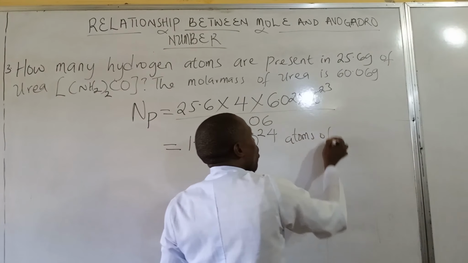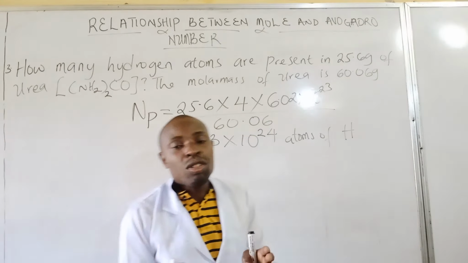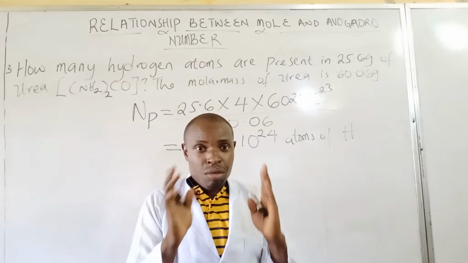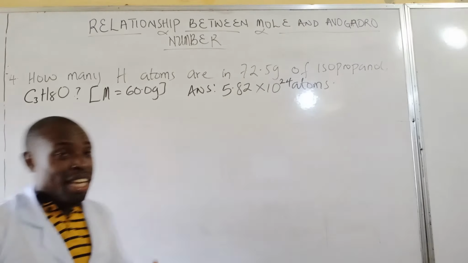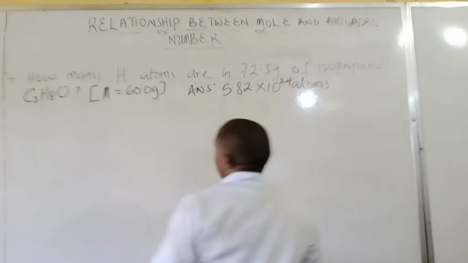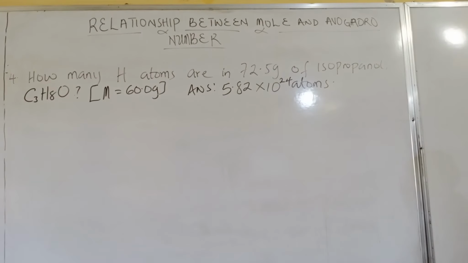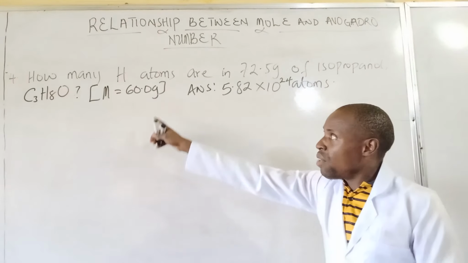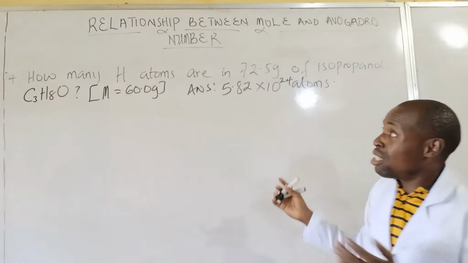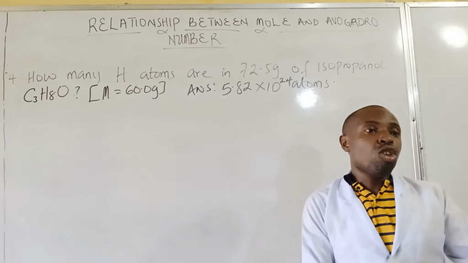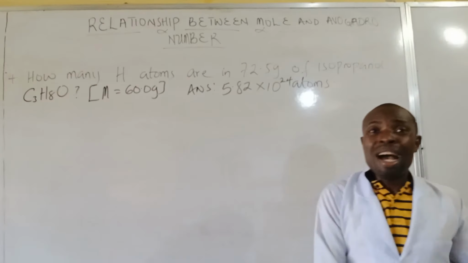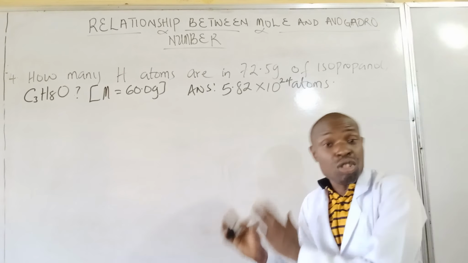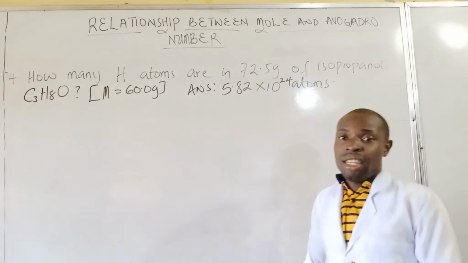In the next question, I will drop one for you to solve. If you are correct, I will also drop the answer. So we'll move to the last one, very easy. The question says: how many hydrogen atoms are in 72.5 gram of isopropanol, C3H8O, which is the molecular formula here, with the molar mass given to you. This question is similar to the one we saw before: the number of particles is equal to the mass of the compound multiplied by the number of hydrogen in that compound times Avogadro's constant, over the molar mass. That will give us the final answer.